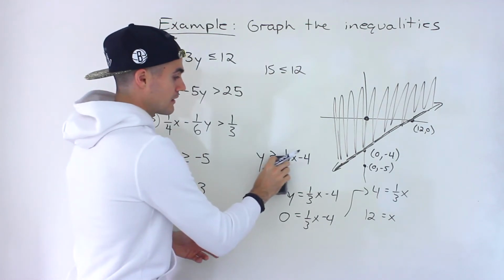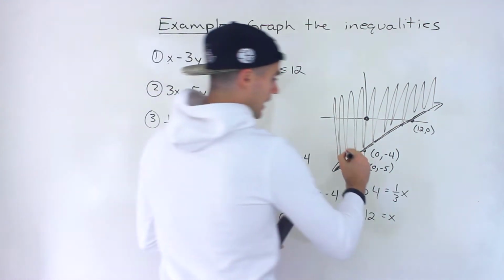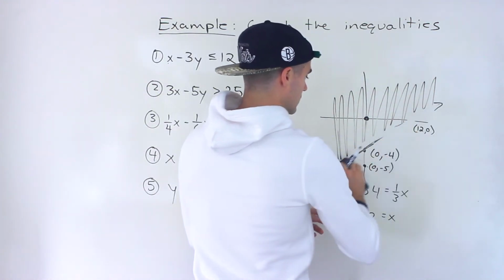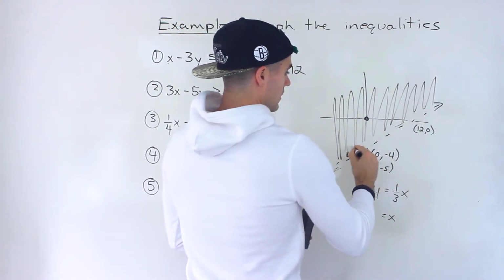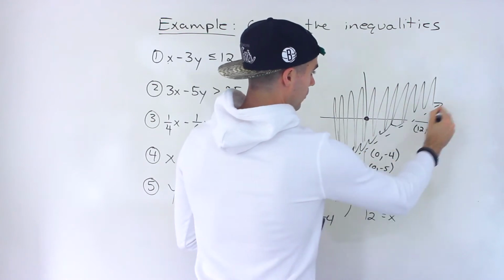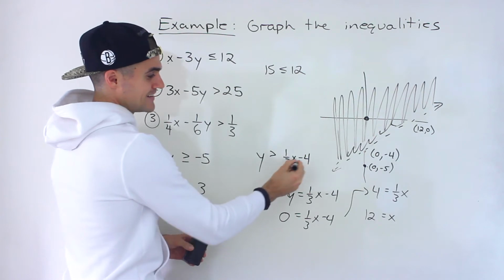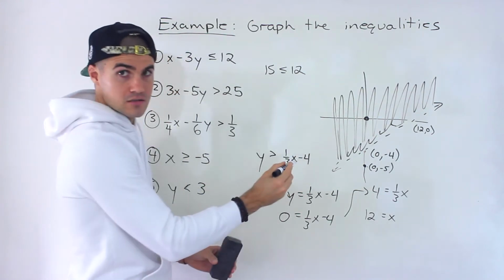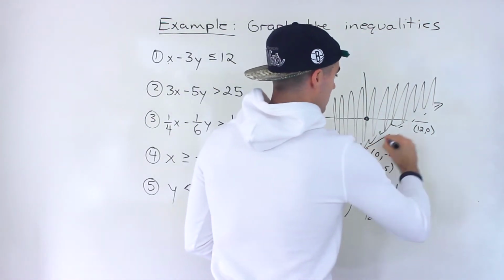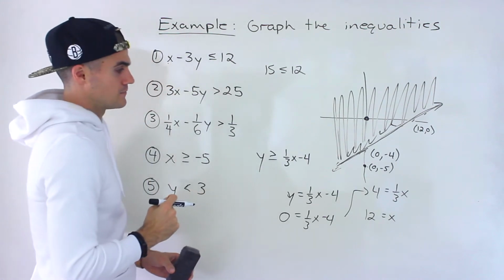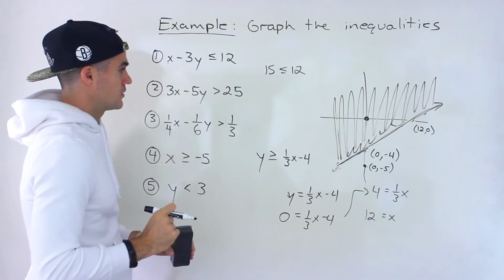Now, what if it was like this? What if it was just all the y values greater than that line? Well, then this line here, instead of a solid line, would be graphed as a dotted line, and it wouldn't include the points on the line, because it's just the y values that are greater than that line. But because it was greater than or equal to, this was a solid line. So just a couple of things to be on the lookout for when you're solving these.